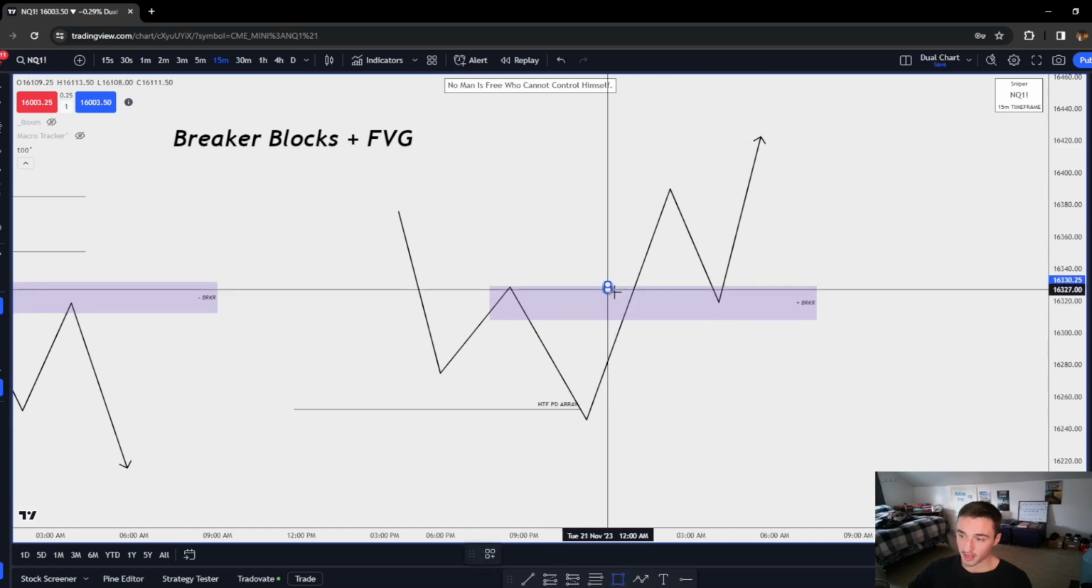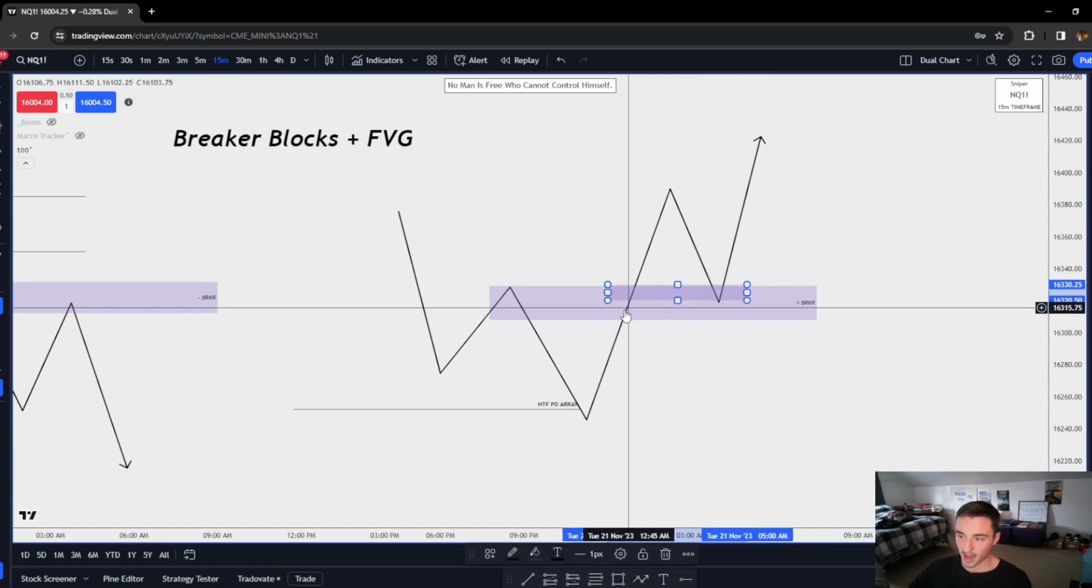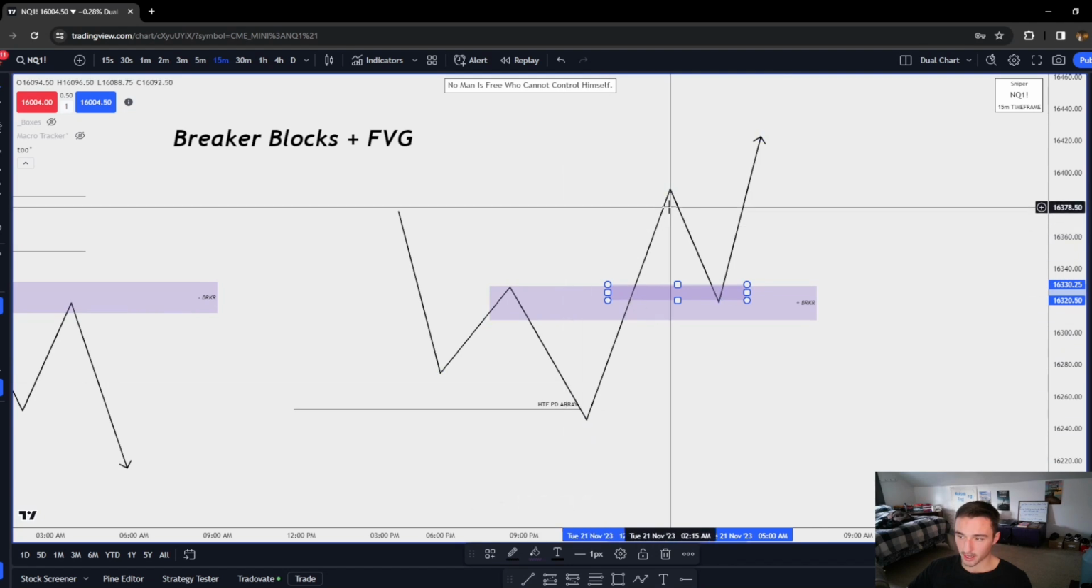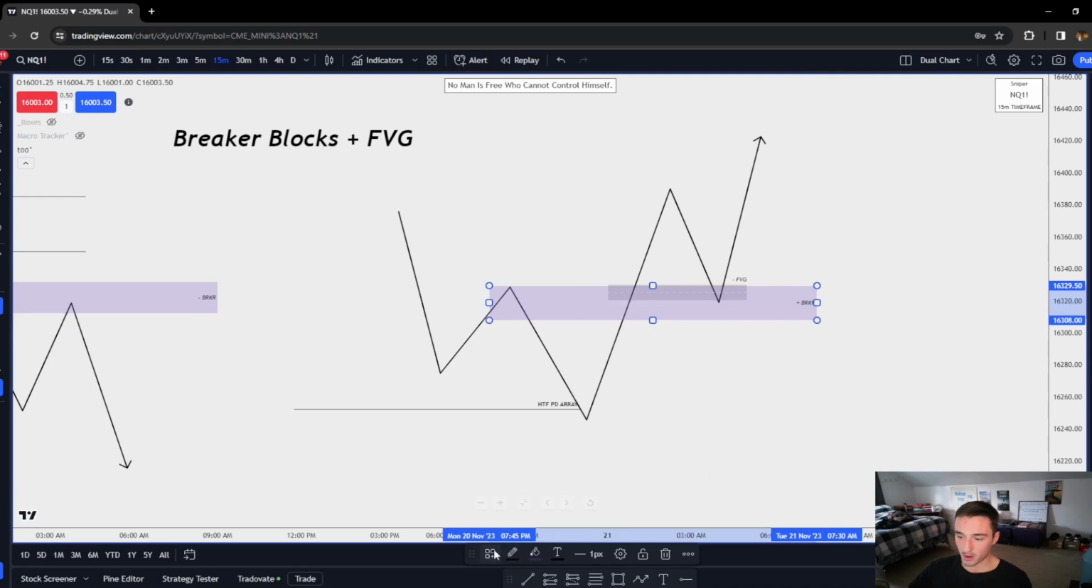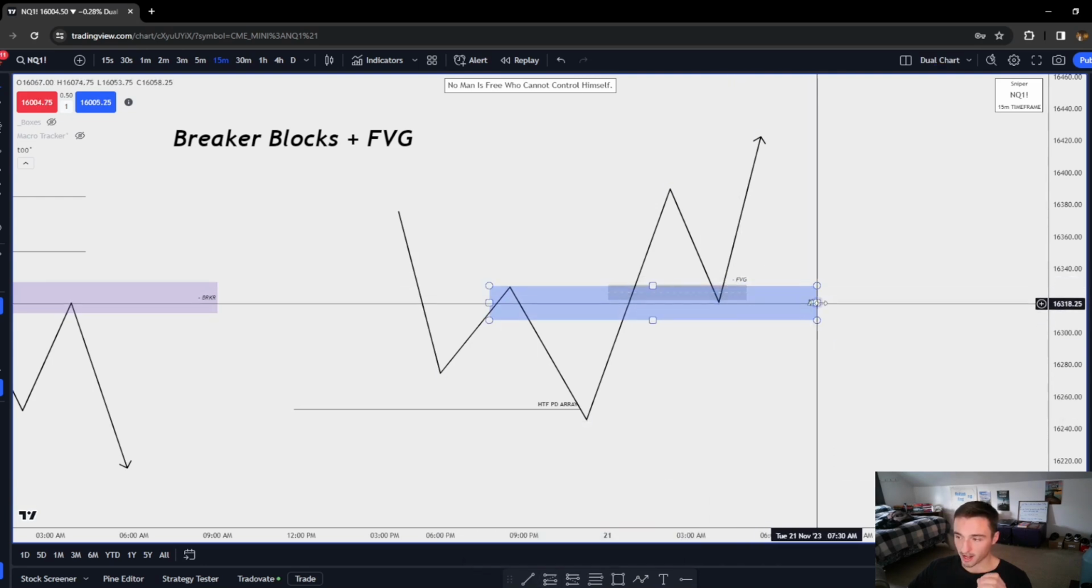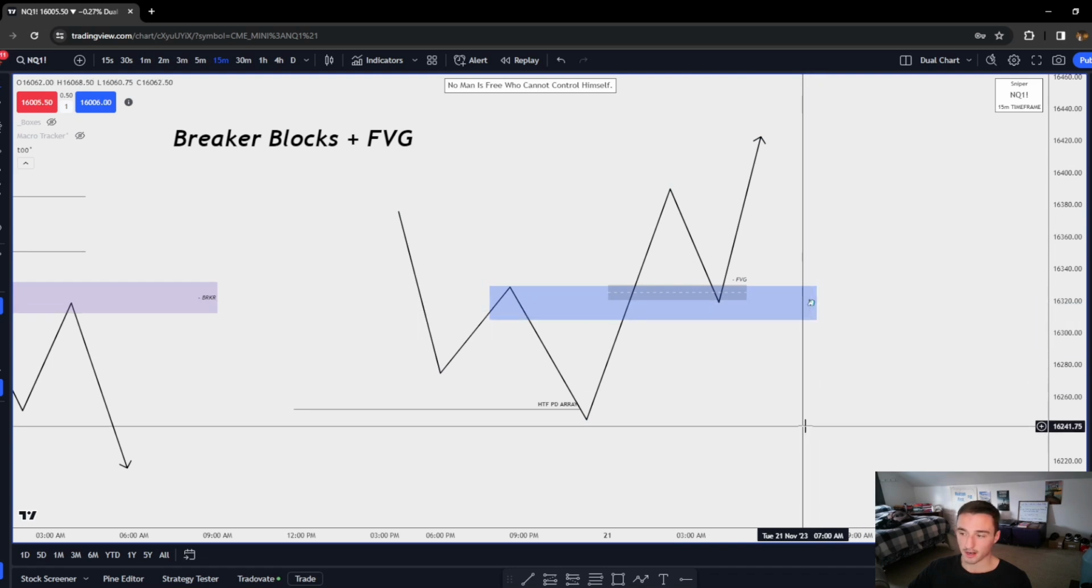And preferably, we have a fair value gap somewhere in between this price leg right here that gives us our unicorn setup. So now, not only do we have a breaker block, we now have a breaker plus a fair value gap that creates a unicorn setup. One of the best patterns to trade that I like to take often. So let's get into some examples.